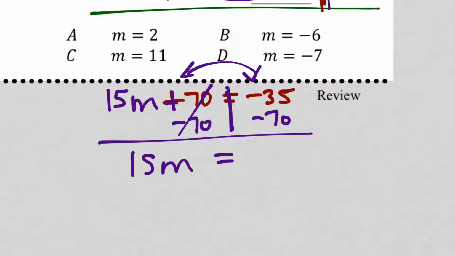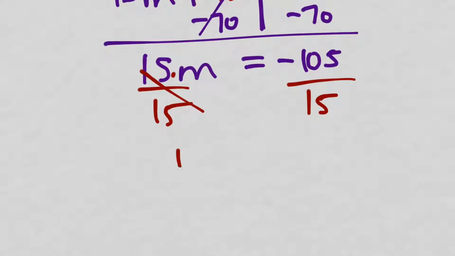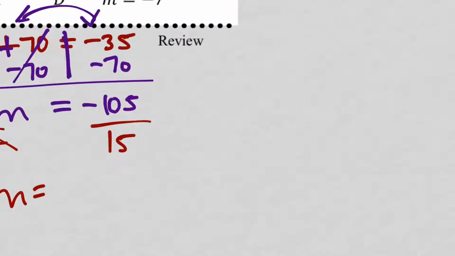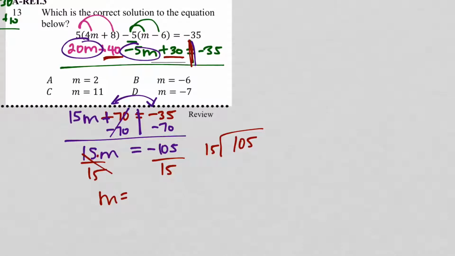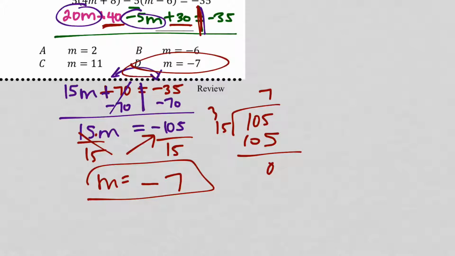So you get 15m equals negative 105. Divide both sides by 15, because I don't want 15m, I want m. So I get rid of the 15 in front of the m, and negative 105 divided by 15 should be, let's see, I believe it's 7. Yep. But it's going to be negative 7 because a negative divided by a positive is a negative. So the answer is D.